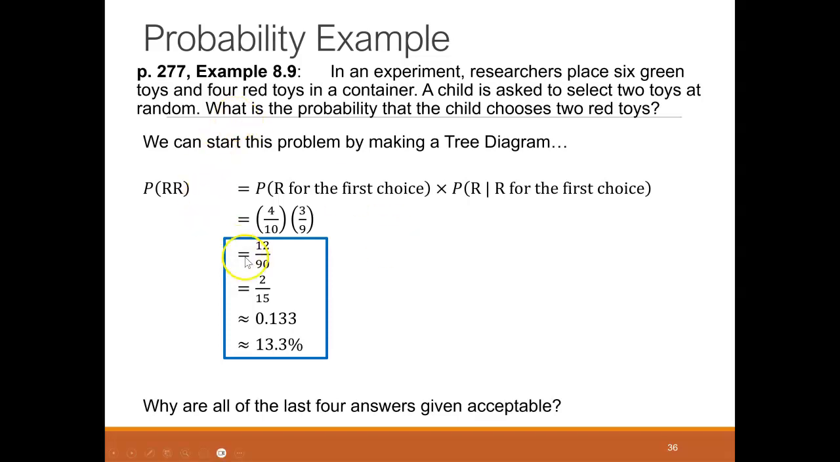Again, all of these answers are fine because they all represent a number between 0 and 1. So whether you left it as an unreduced fraction, reduced fraction, a decimal approximation, or a percentage, all of those representations are fine. They all say the same thing. I like the fraction, if I'm given fraction.